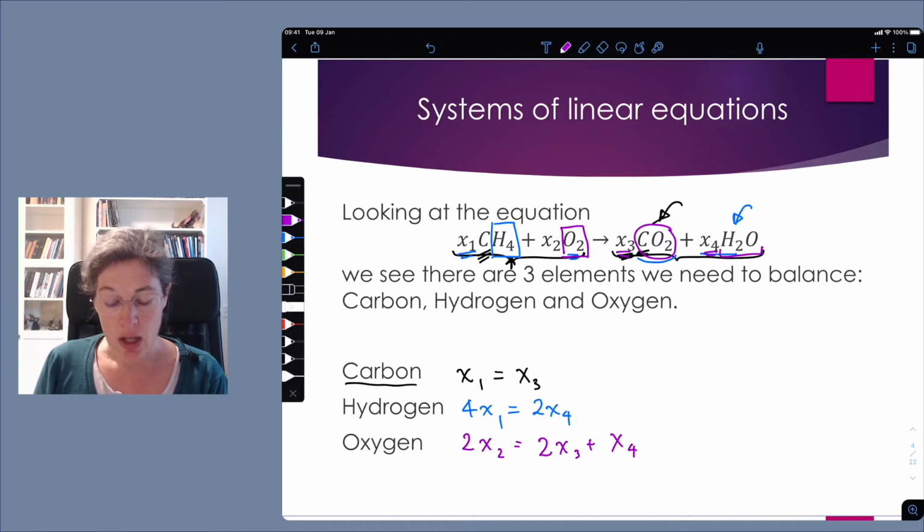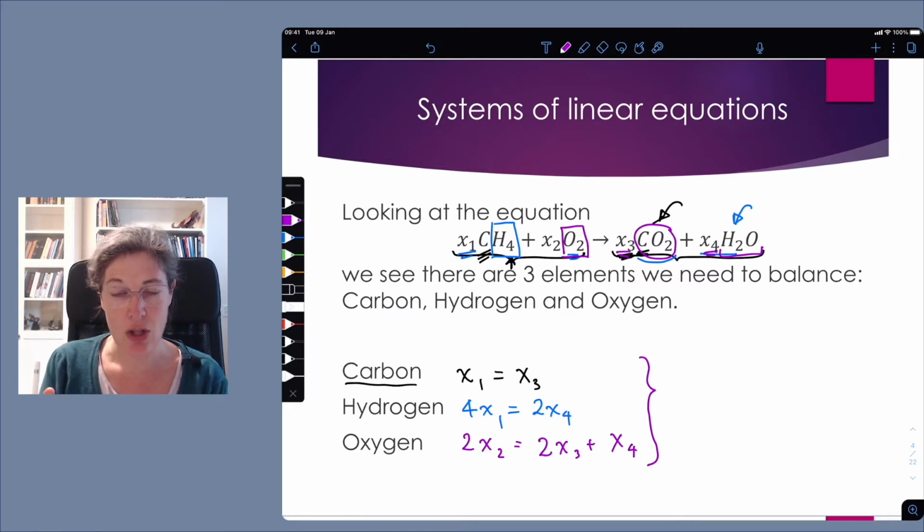Okay, and so what you see we've got here is 3 equations in 4 unknowns that we would have to solve simultaneously in order to work out how to make a balanced reaction where we didn't have anything left over or not enough of something.